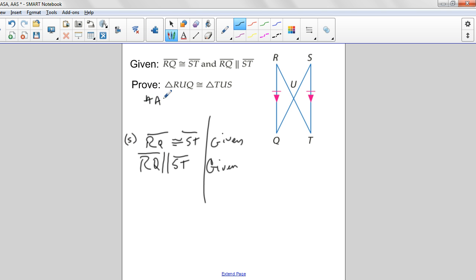Okay, we're going for angle, angle, side. There's one we've taken care of, the side. So let's worry about the two angles so that this side is non-included. It'd be this angle and this angle, or it could be this angle and that angle. So let's start with the easy one. This right here, angle RUQ is congruent to angle SUT, and those are vertical angles.